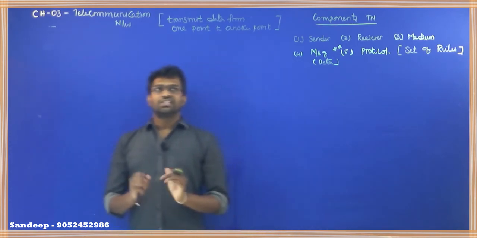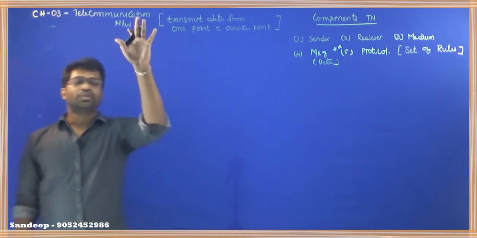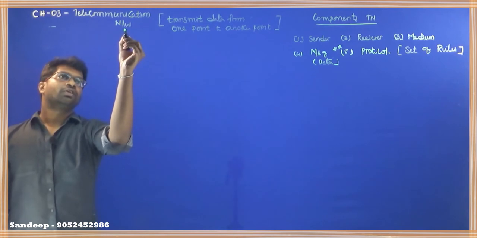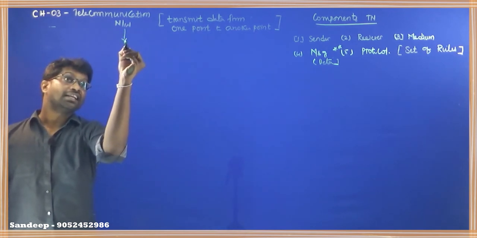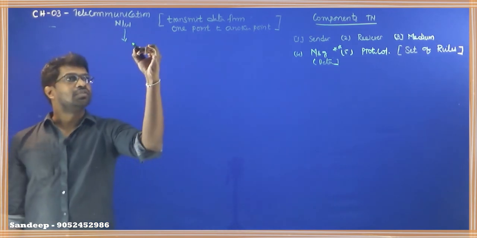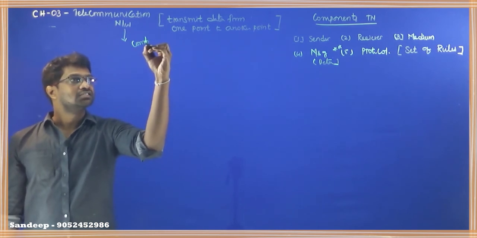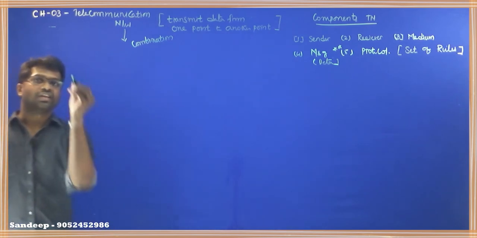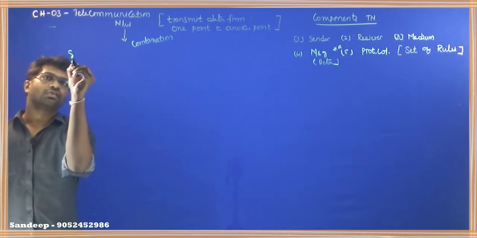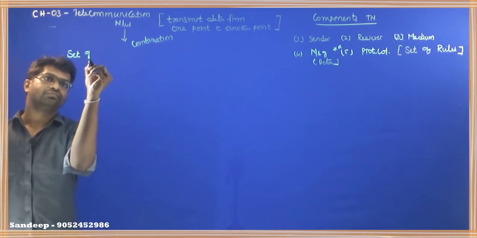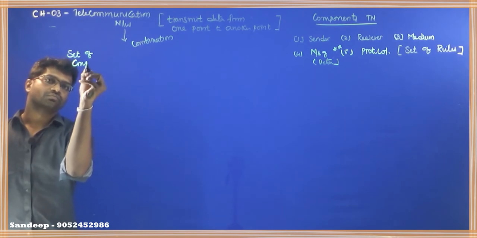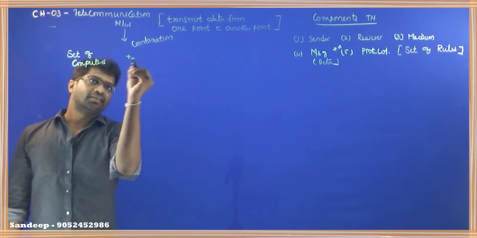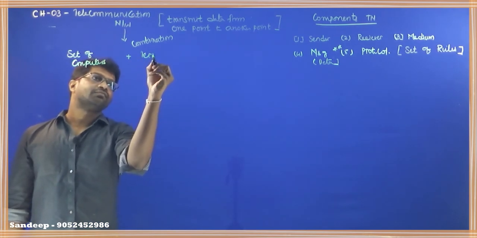Now after this, let us understand what do you mean by telecommunication network, a normal definition. Now what do you mean by telecommunication network? A telecommunication network is nothing but a combination, it's nothing but a combination of set of computers and terminal devices.